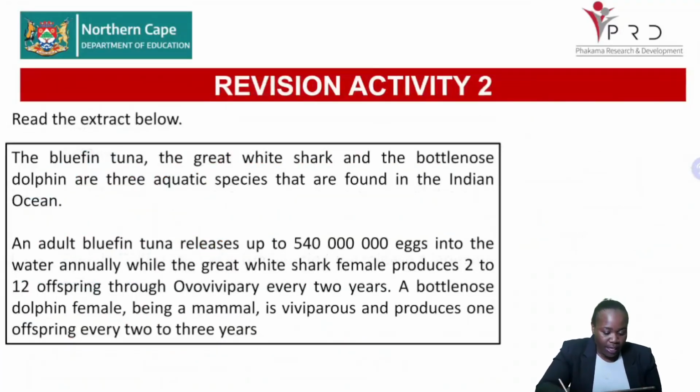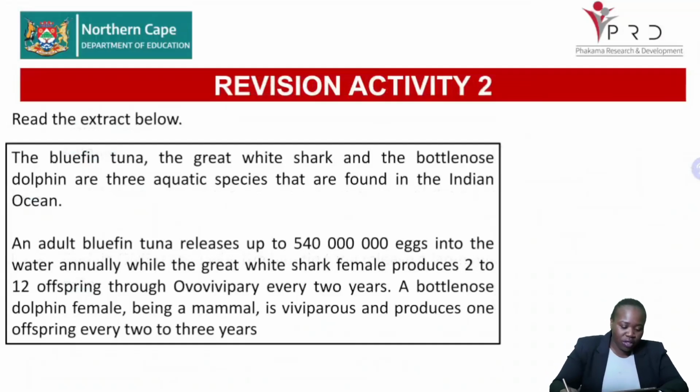Okay, so now let's have a look at an activity on the methods of reproduction. Read the extract below. It says the bluefin tuna, the great white shark, and the bottlenose dolphin are three aquatic species that are found in the Indian Ocean. An adult bluefin tuna releases up to 540 million eggs into the water annually, while the great white shark female produces 2 to 12 offspring through ovoviviparity every 2 years.